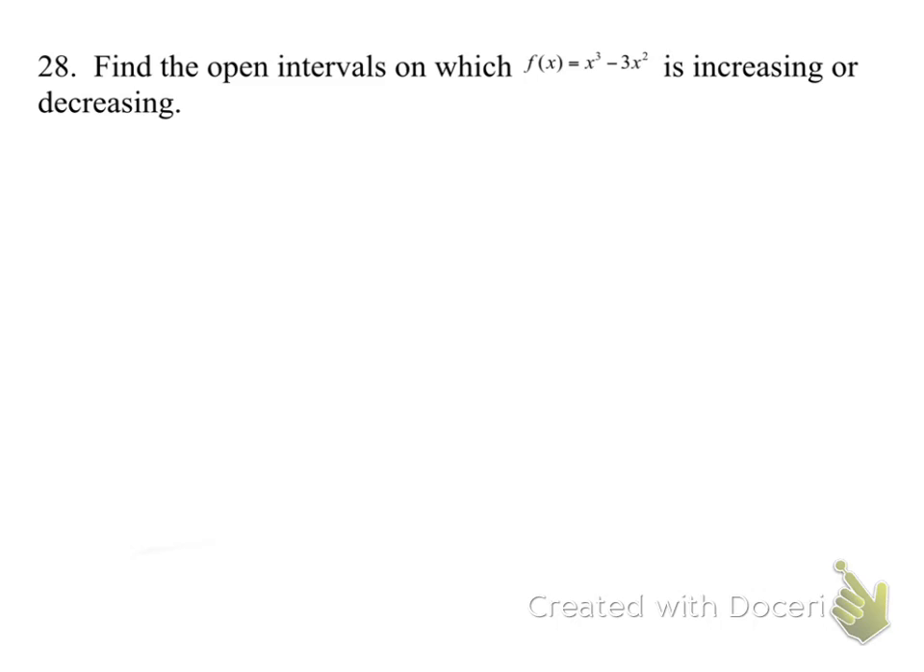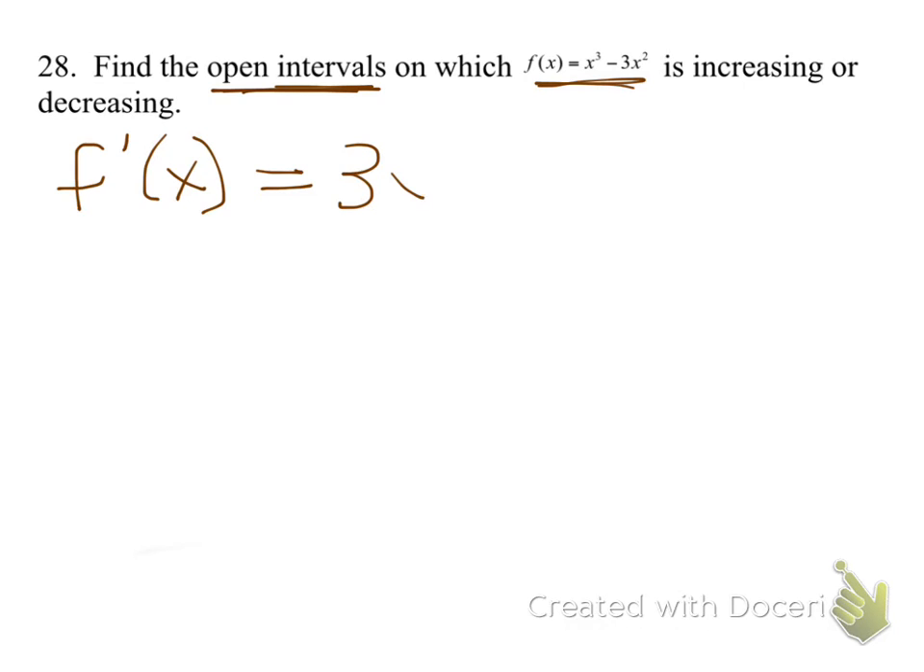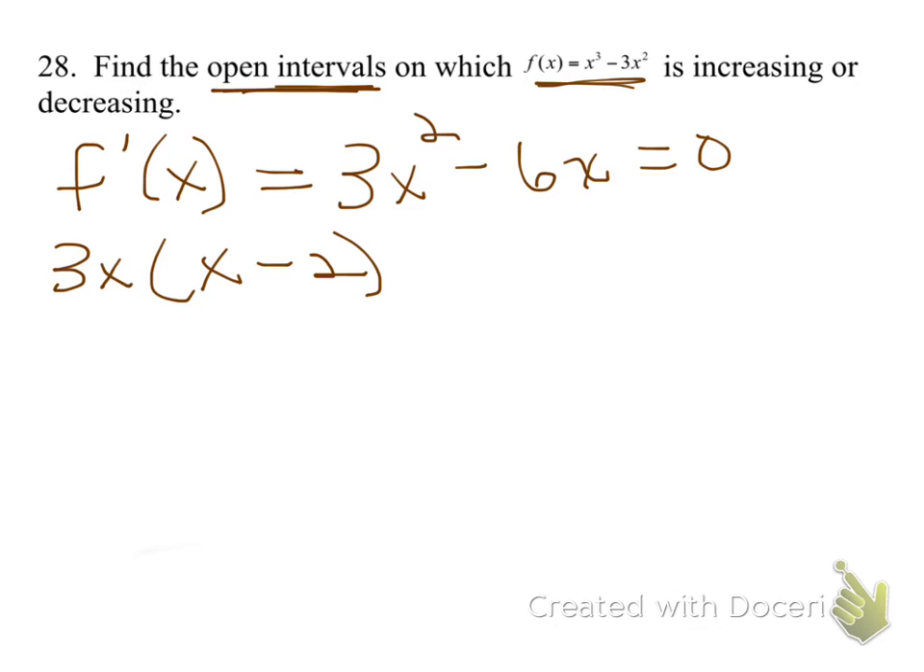Okay, this question asks us to find the open interval, so I don't have a closed interval like I did in the previous problem, on which this function is increasing or decreasing. Again, the best approach is to use a sign chart. So set up your sign chart by first finding the critical number by setting your first derivative, which is going to be 3x squared minus 6x, equal to 0. Okay, so factor that, and we can factor out a 3x, and then we have x minus 2. Just check. Yep, that works out.